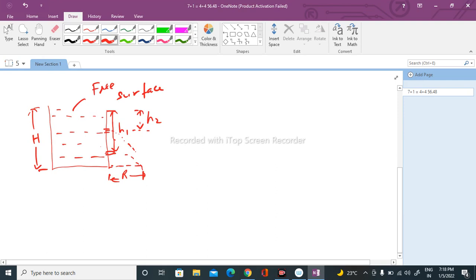Here we should know how to find the efflux velocity. Efflux velocity means there is a hole here. What is the speed of water which is coming out? Let us say it is V1. V1 is equal to root over 2g H1, and similarly here the water speed will be V2 is equal to root over 2g H2, Torricelli's law.